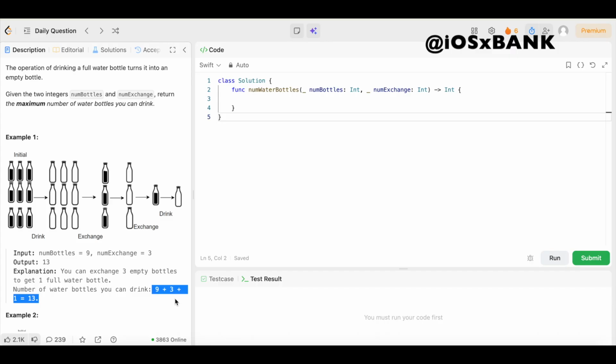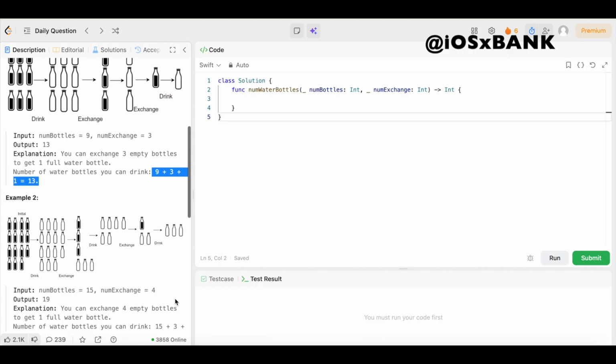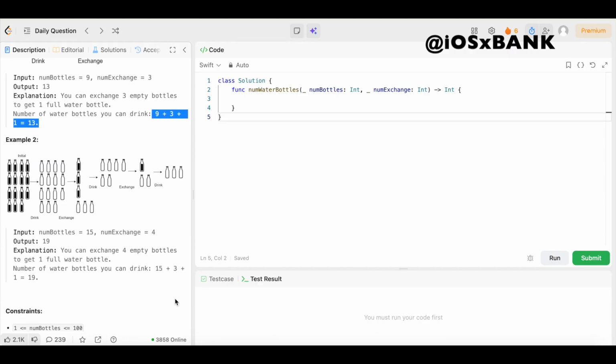Now, I hope that makes sense to y'all, but just in case it didn't, let's take a look at example 2. Example 2 is a little bit more tricky, but we should get through it. So in example 2, we have our input num bottles equals 15, num exchange equals 4. This time the output is 19.